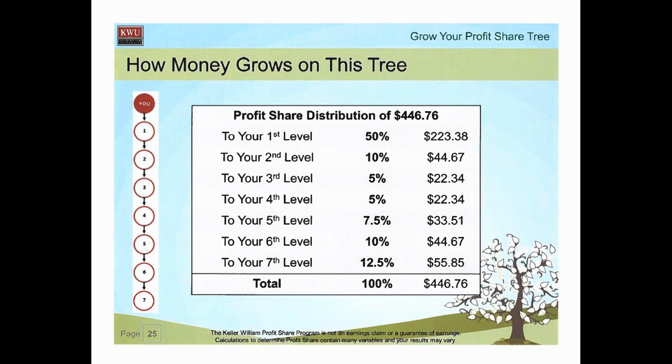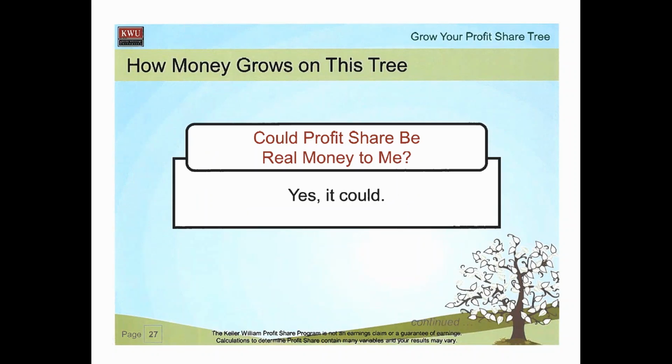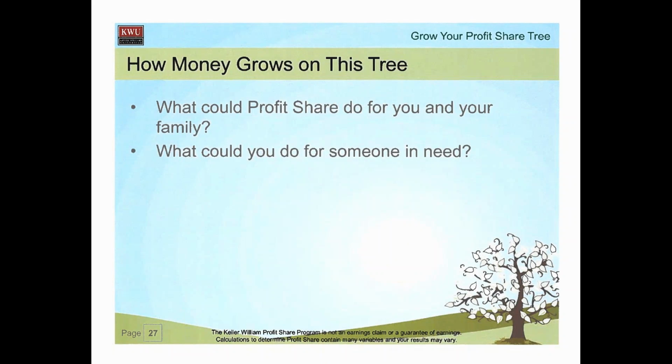So 4% of that went to level 1, 10% goes to level 2, 5% to 3, 5% to 4, 7.5% to 5, 10% to 6, and 12.5% to the 7th level. So that 100% is shared out amongst all 7 levels. And yes, it is real money.